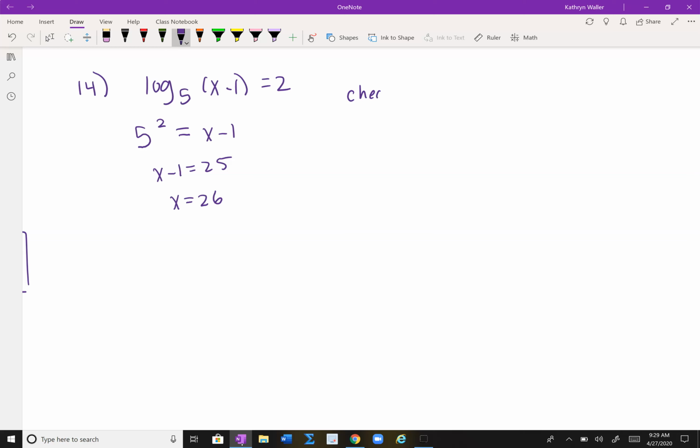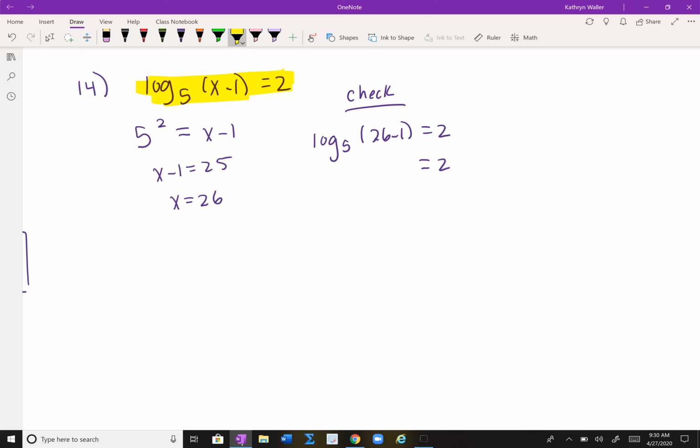A very important part of this problem is you are required to check it. So literally you have to write the word check and then you stick in the 26. So it's going to be log base 5 of 26 minus 1 is equal to 2. A lot of times, you guys, people do their check lazy and not good, and you're not going to get credit for it. So you literally have to take the original problem and put in the 26, just like that. And then you have to actually grab your calculator and put this in.